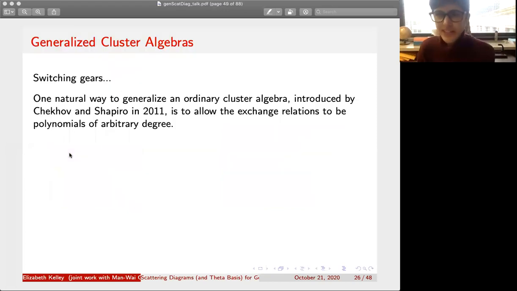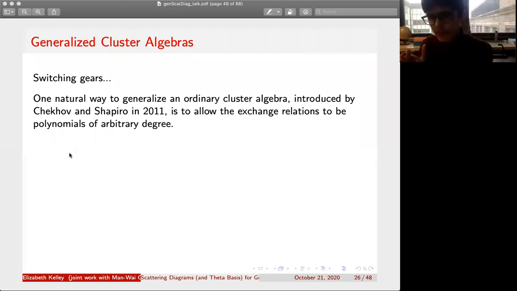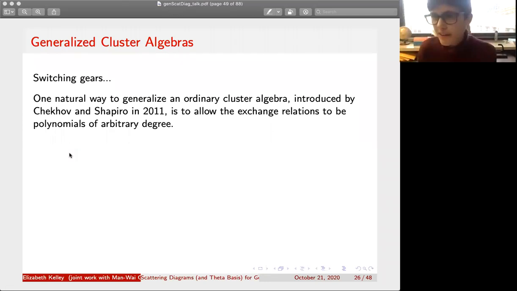Okay, so switching gears, I don't have a lot of time left. So what I'm going to do is tell you what the generalized object is, and then I'm going to really fast flip to an example and show you how some of this changes. I'm going to try to cram this all into about, I think I have about 5 minutes, right?